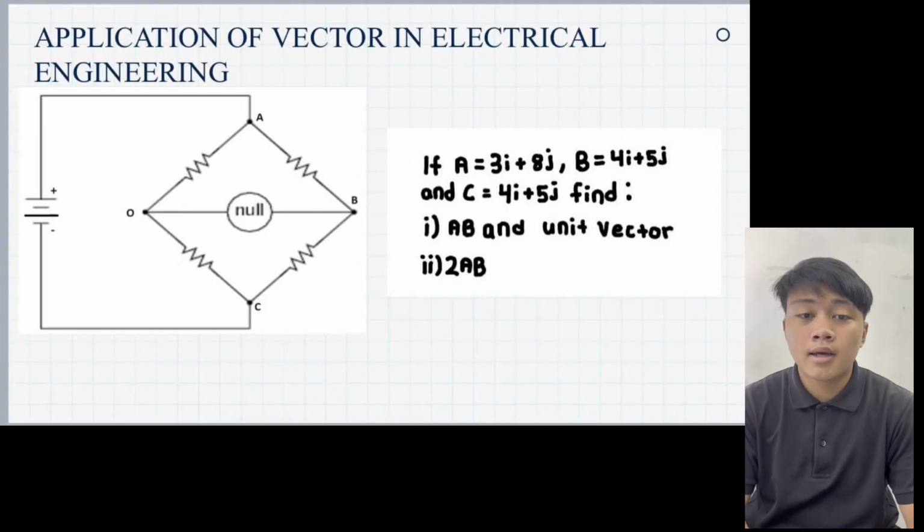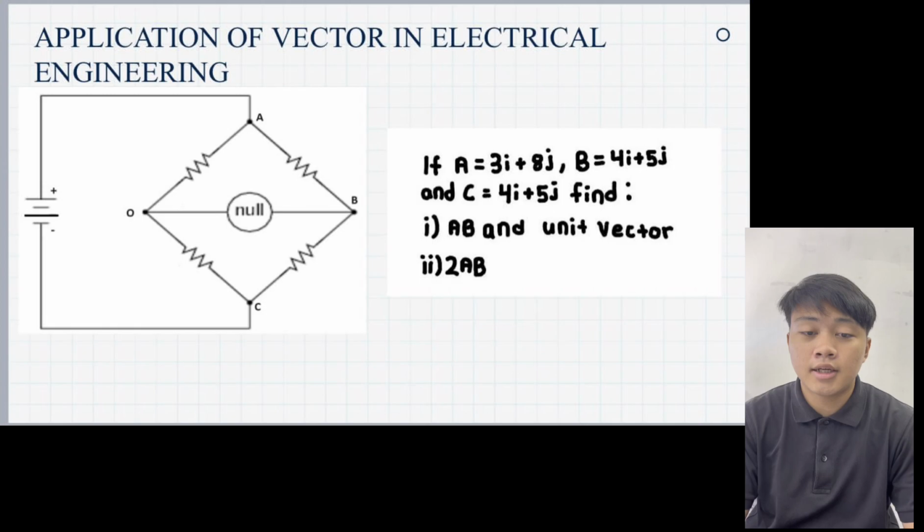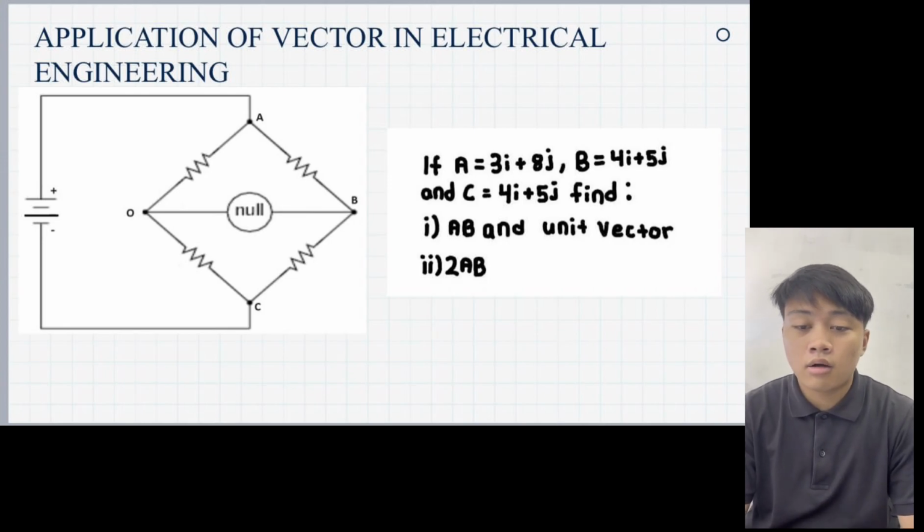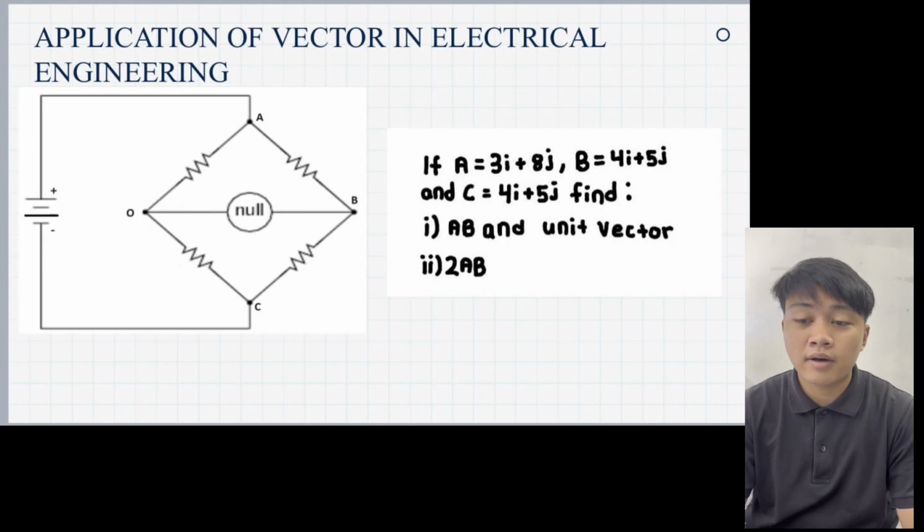This is how you apply a vector in electrical engineering. For example, this is a DC bridge that we learn in our measurement devices course. The question is, given O and A, also B and then C. If A is 3i plus 8j and B is 4i plus 5j and C is 4i plus 5j, find AB and the unit vector. Also the second question is 2 times AB.